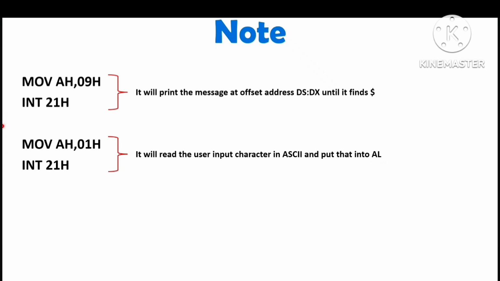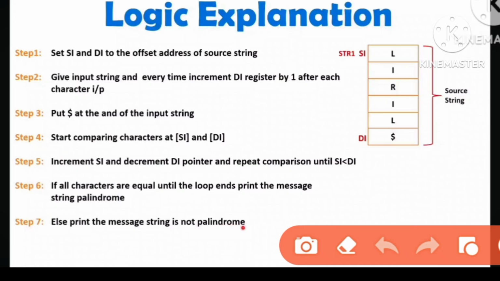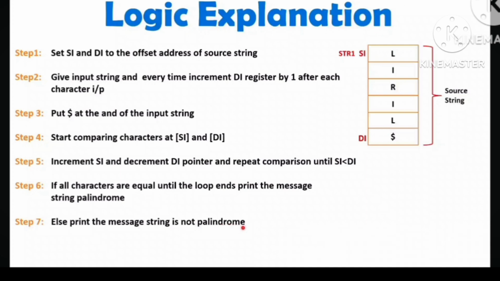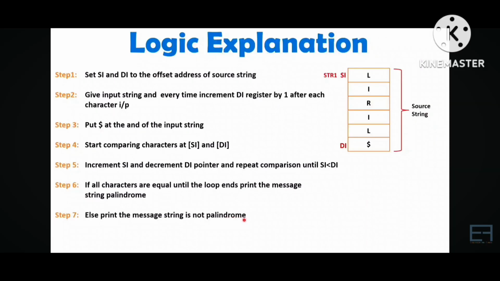Let us understand the logic. str1 is the variable name of the given string. SI is the source index register which indicates the offset address of the first memory location. At the end of the string, manually we have to enter a $ sign because we want to display this message, displaying the string until we find the $ sign. Initially, DI will point to the address of the $ sign character.